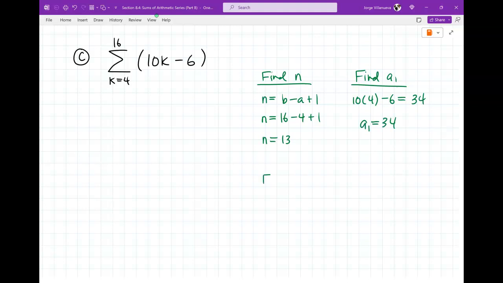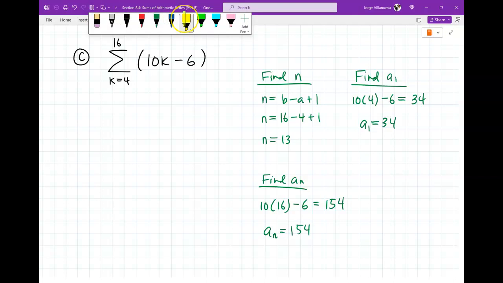Now let's find a sub n. Well, that's my last term. So for that one, I will plug in a 16. You're always going to tend to plug in the top number for this one. That one's not tricky. It's the a sub 1 that can get a little tricky. So we have 10 times 16 minus 6. What is that? That's 160 minus 6 is 154. So a sub n is 154.